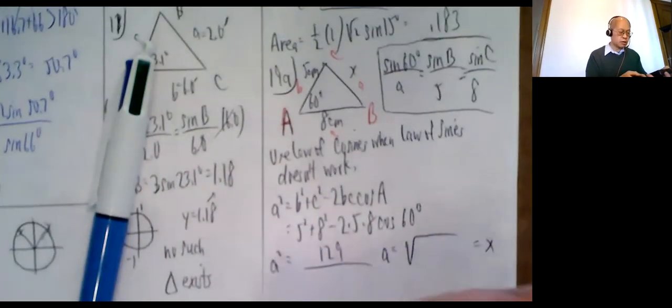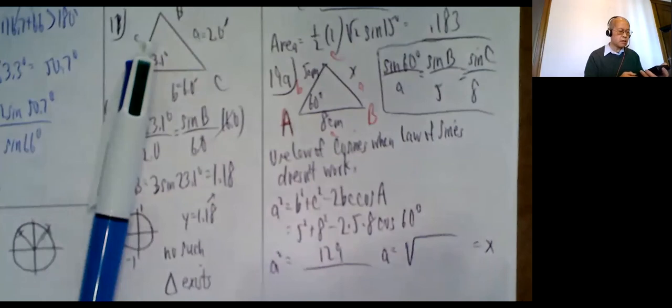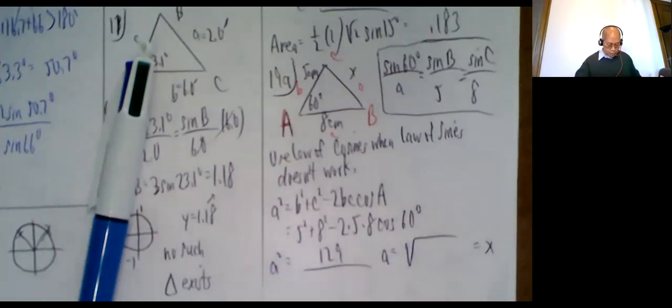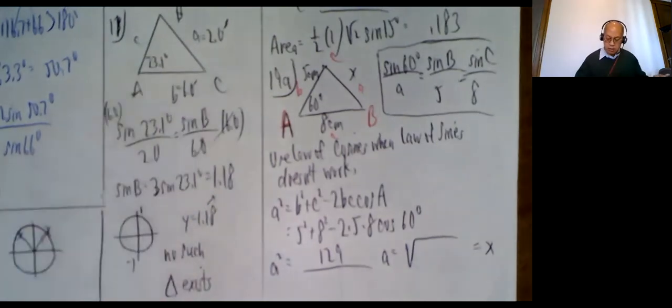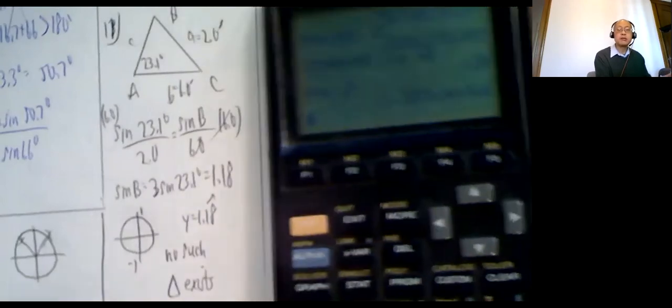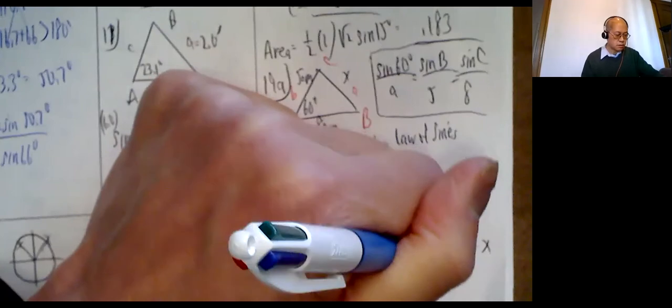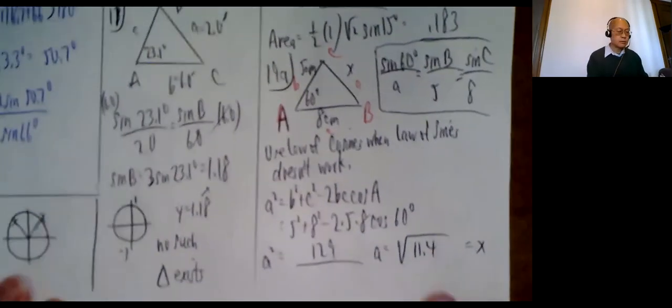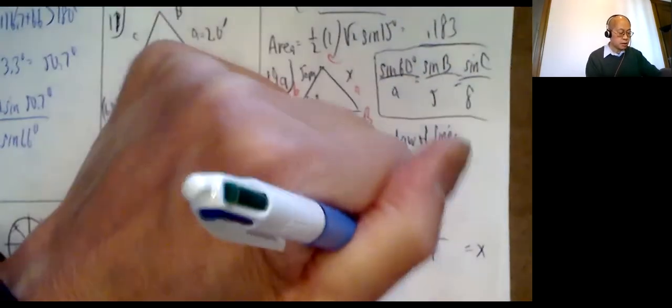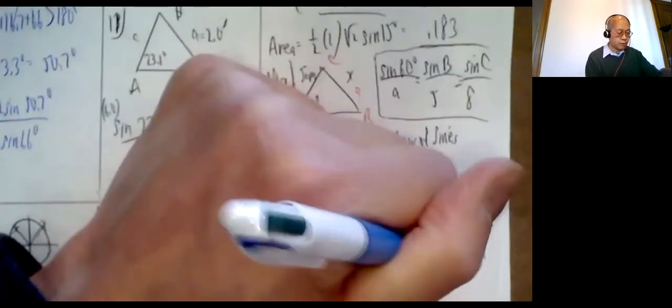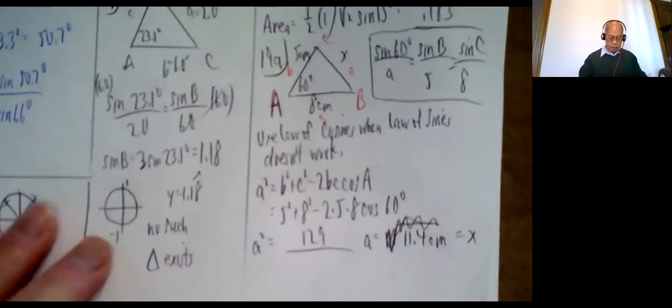Okay, so hit my square root button. 11.36. Do they say where to round off? Let's see. Do they tell me to round off anywhere? 1 decimal place. So 1 decimal place, 11.4. Oops, don't want the square root anymore. 7.4 centimeters.